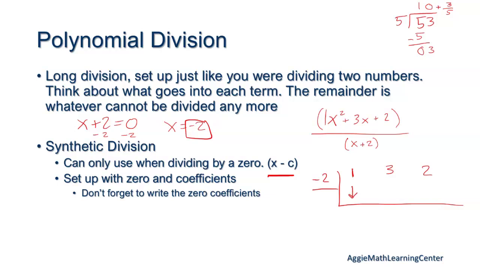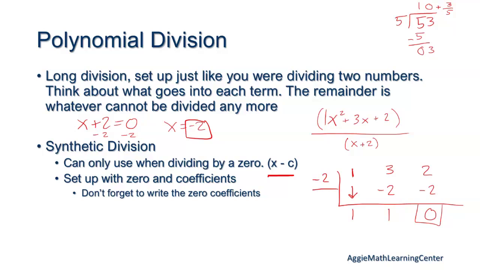First step is always to bring this one down. No matter what, you bring the first term down. And then you multiply. 1 times -2 is -2. 3 plus -2 is going to be 1. 1 times -2 is -2 as well. 2 minus 2 is 0. So when that is a 0, then you know that this works as a 0. So you can use this if you're not sure if it's a 0, because if your remainder is not 0, then what you just tried doesn't work as a 0. So you want to try different ones.